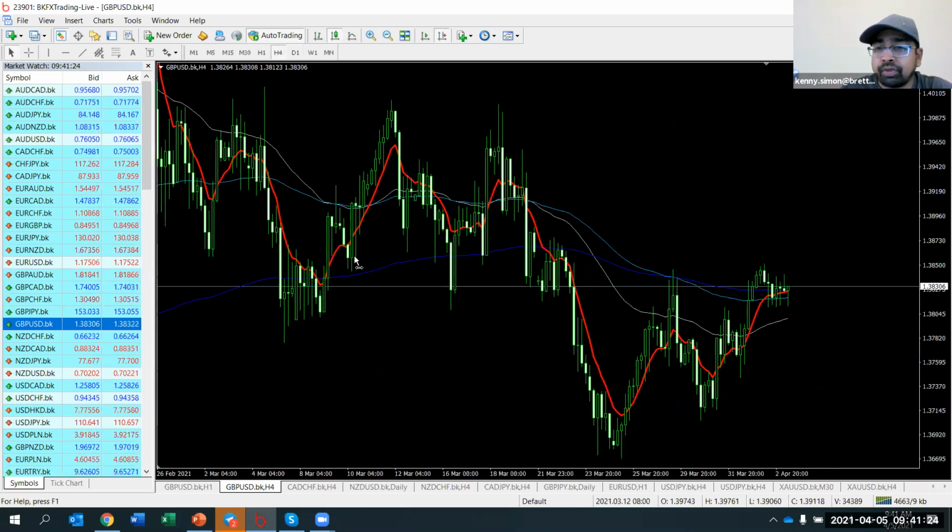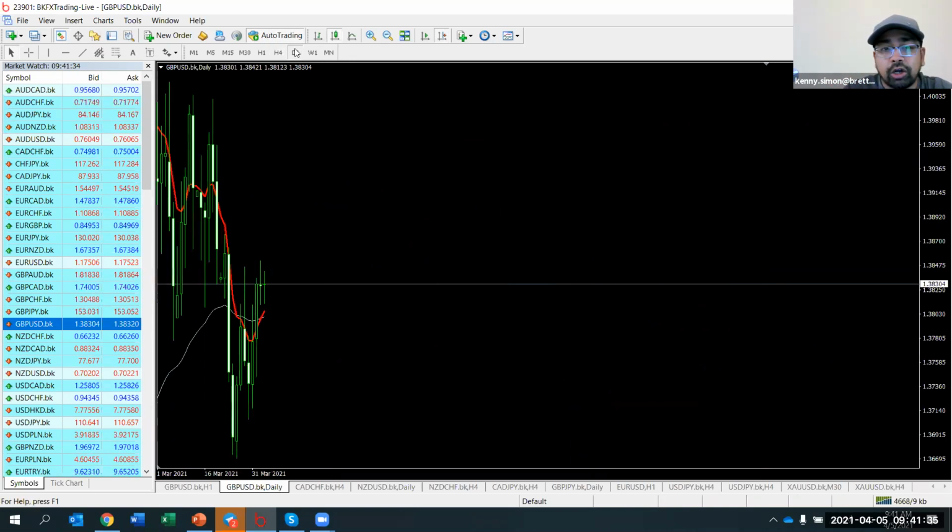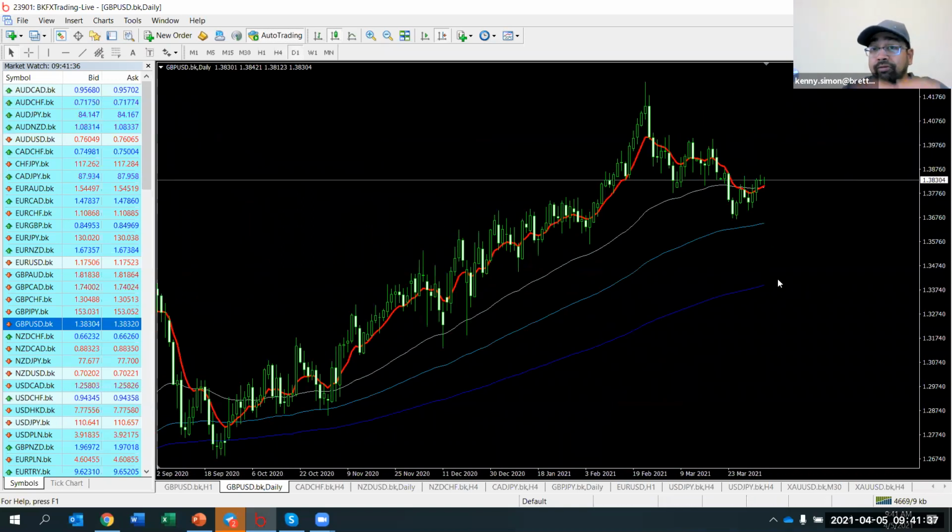4 hour, again, it's got this problem. Okay, you've got the three lines like this, but you still have the candles above the lines. Okay, and then if you go onto the daily chart, it's above again. That means the candles are all above. So in my opinion, it looks like GBP USD wants to go up, but then it hasn't found its timing yet.